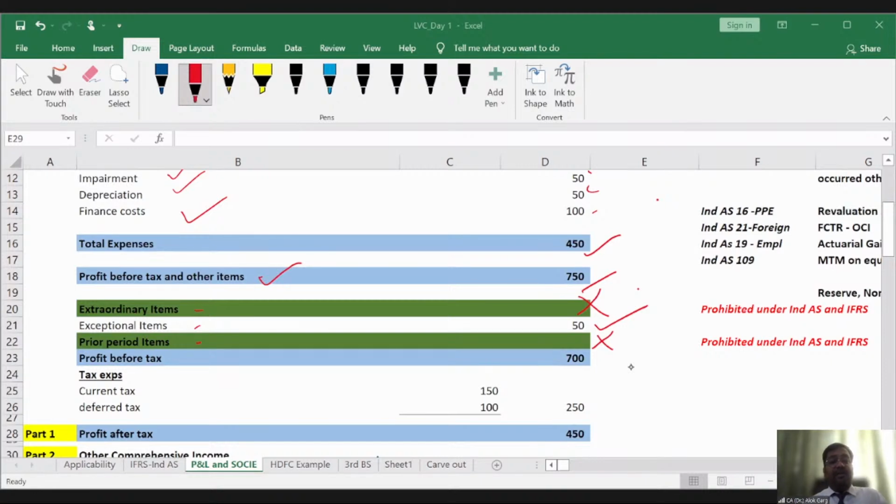So Ind AS 1 does not prescribe what is your core activity and what is your allied activity, right? You have to see what is the nature of business. For example, a company like Ultratech Cements. This company is manufacturing cement, right? So manufacturing and selling or supply of cement is a core activity.